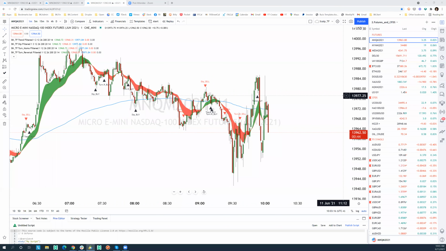That's interesting. Why do I have a? Oh, that's interesting. This should be a turn reversal sell. For some reason, some of these signals are not popping up. Well, we'll see. It needs to close through the cloud.